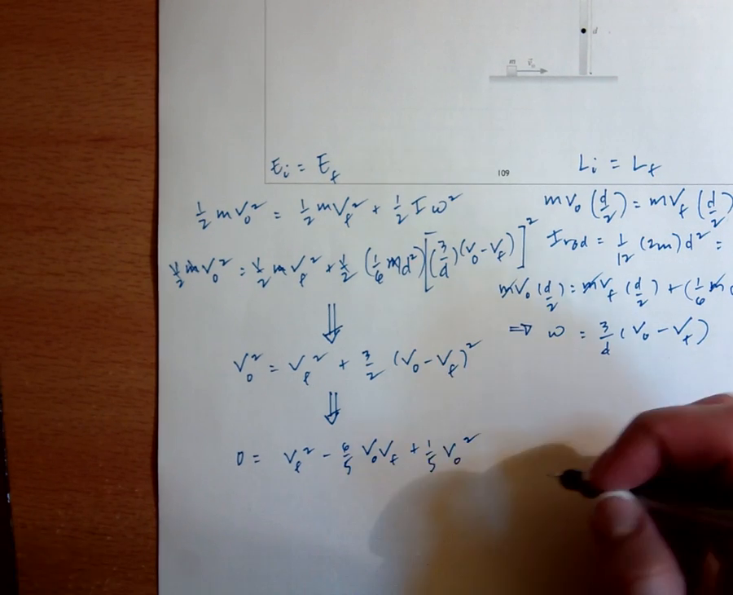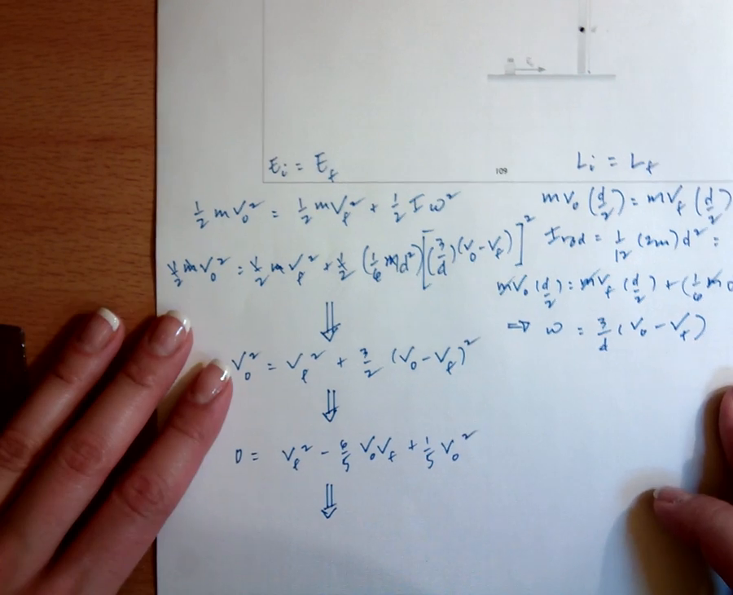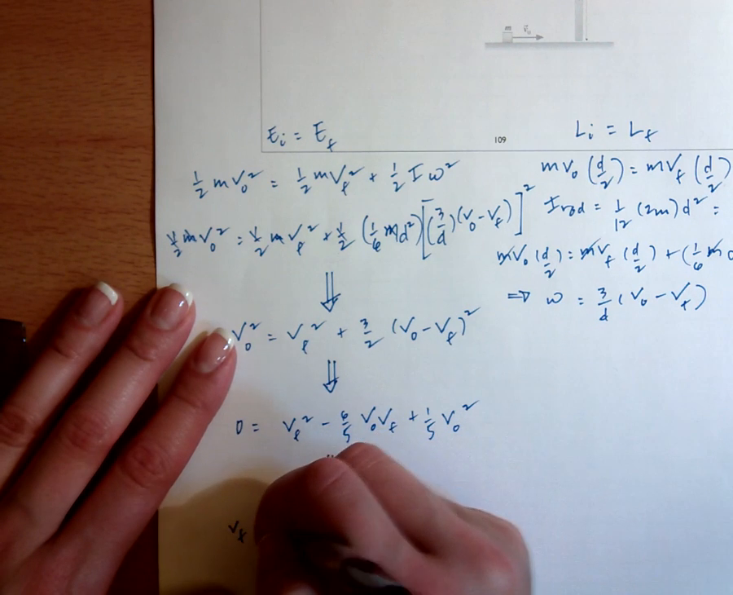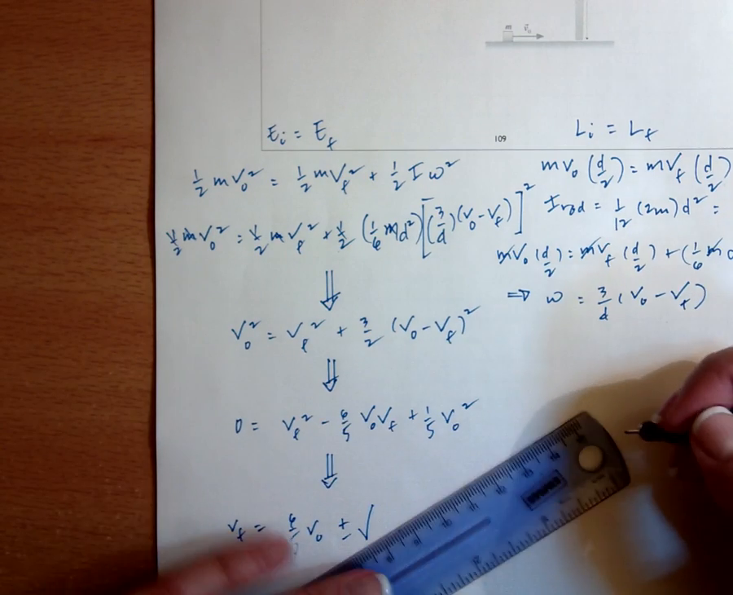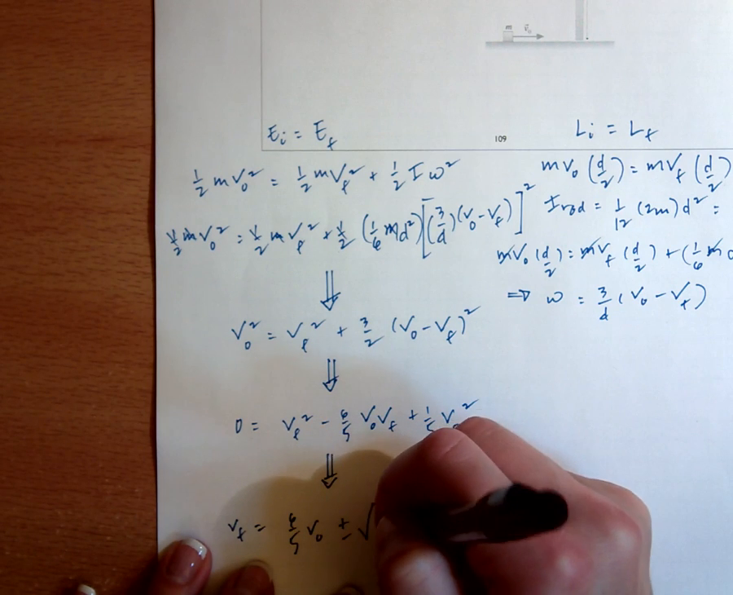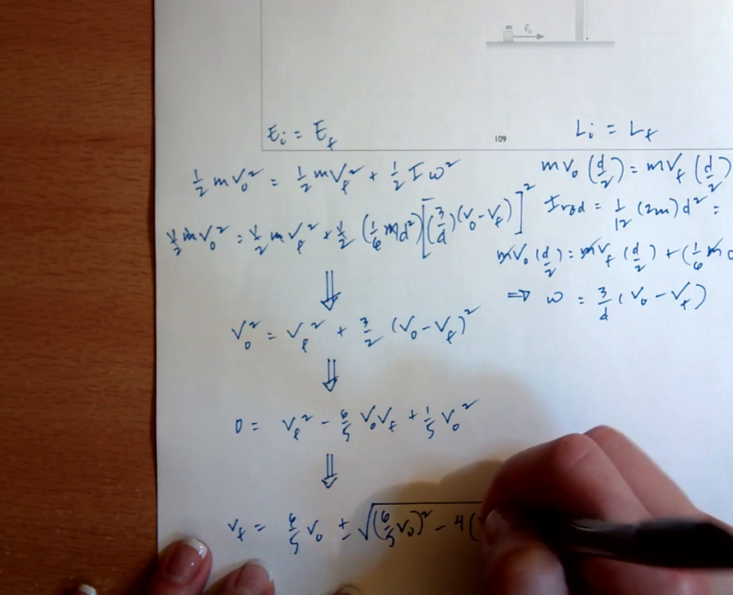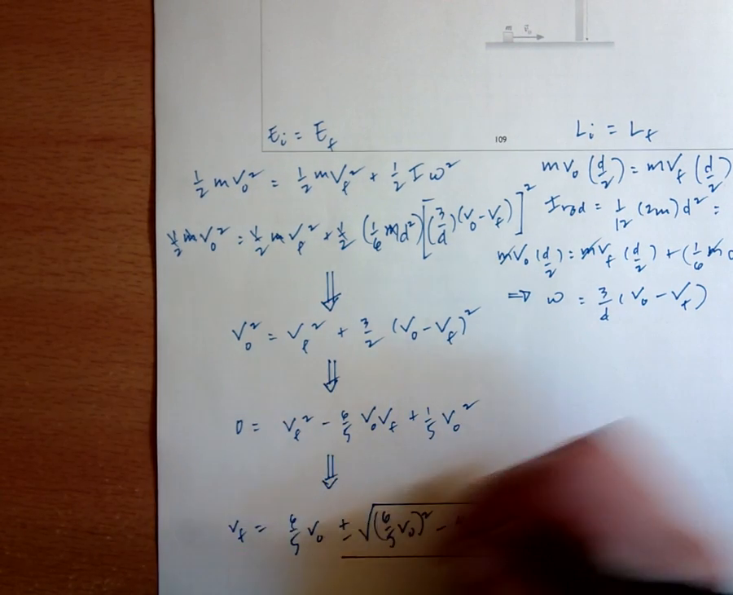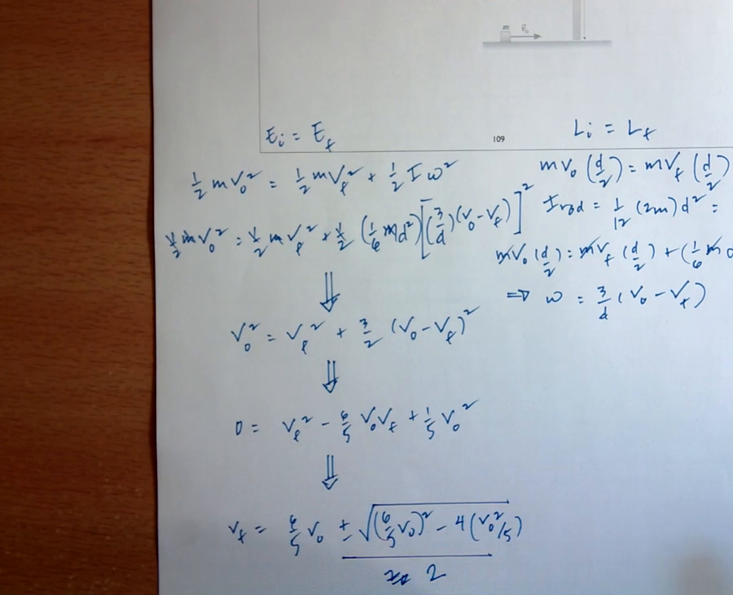And we use the quadratic equation to solve. You get v final equals 6/5 v initial plus or minus the square root of (6/5 v initial) squared minus 4 v initial squared over 5, all over 2.